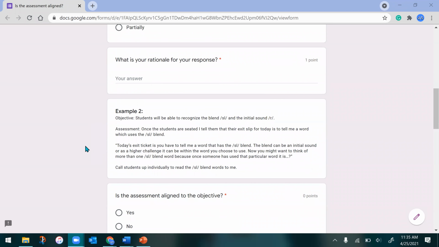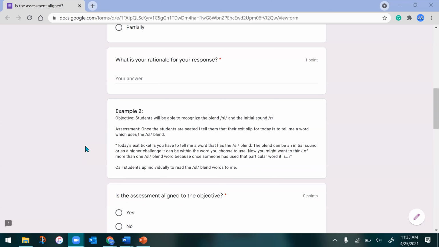Example 2, students will be able to recognize the blend SL and the initial R sound. So once students are seated, I will tell them their exit slip for the day is to tell me which word uses the SL blend. Then the teacher would call them up individually and give them a sheet where they're reading words, and they can read the SL blend word to the teacher. Now, this one is only partially aligned.